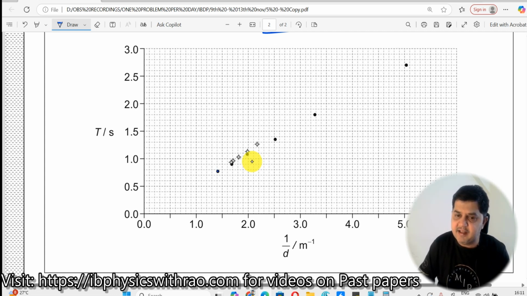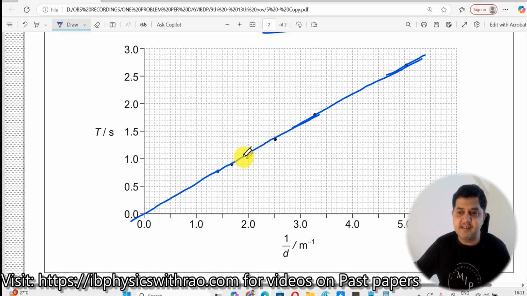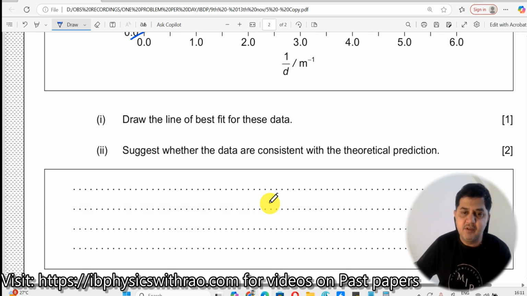First, let me connect all the dots. If you're doing it in the exam, you had better have a ruler. And lastly, you need to pull this one back so that it touches the origin. It should not have a y-intercept or an x-intercept. Both intercepts should be 0, because you had an equation y equal to mx. But on the other hand, if you had y equal to mx plus c, then definitely it will have a y-intercept. So this is something from the geometry you need to know. Now, draw the line of best fit.